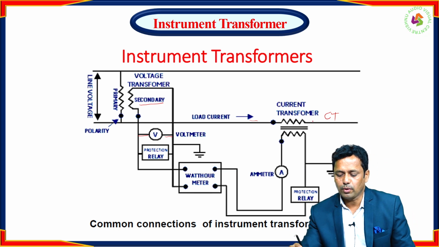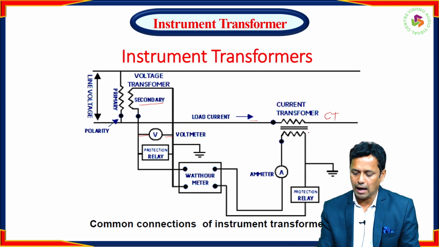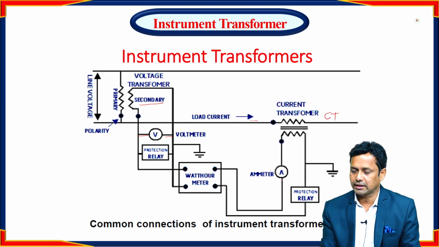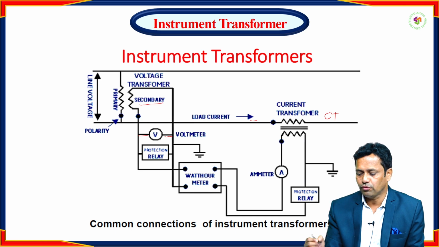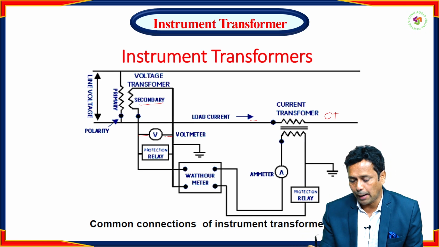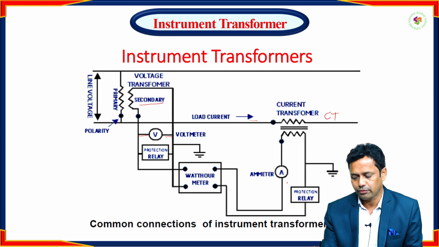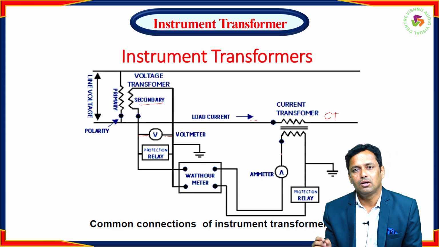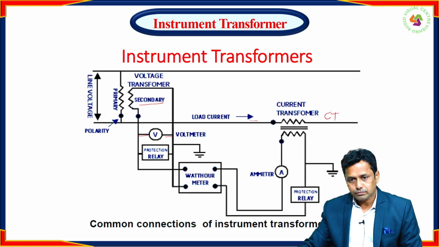So the current transformer is connected to the secondary line, and the ammeter is connected in series, and also connected to the protection relay. So in this line, how much current is passing through the circuit, we don't know. So by using the ammeter and voltmeter, we have to measure and record the value of line voltage and line current. So this is the main diagram of this circuit.